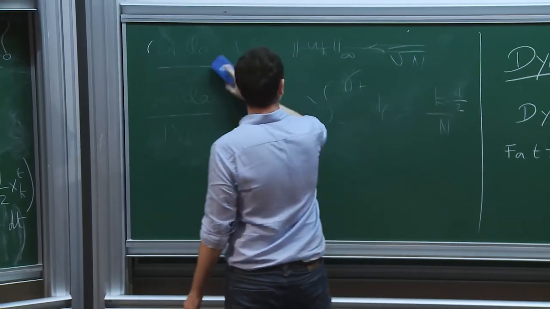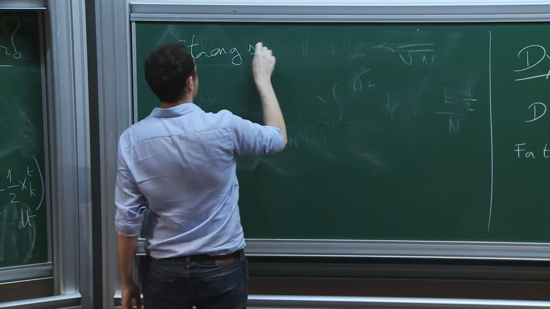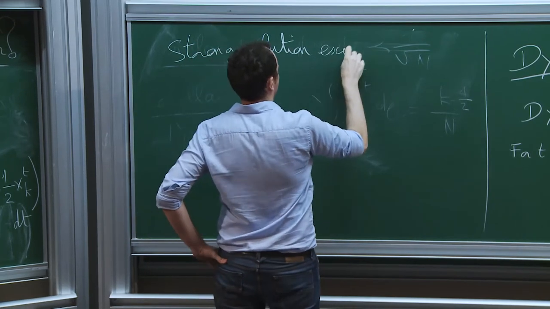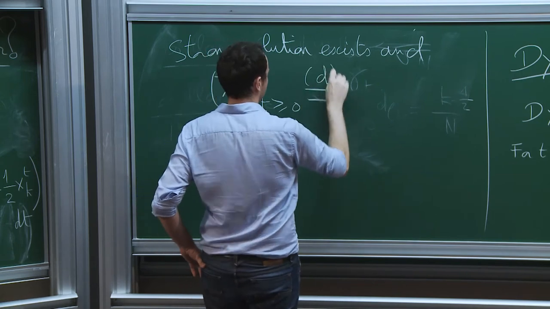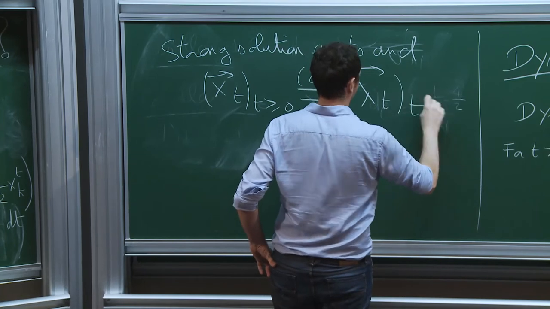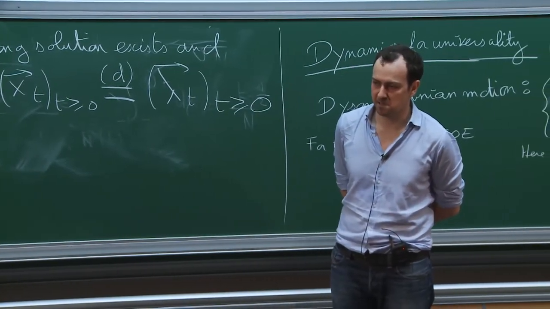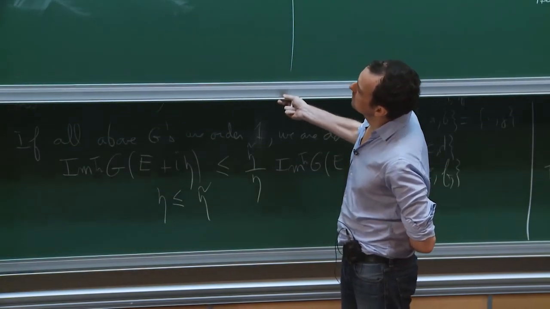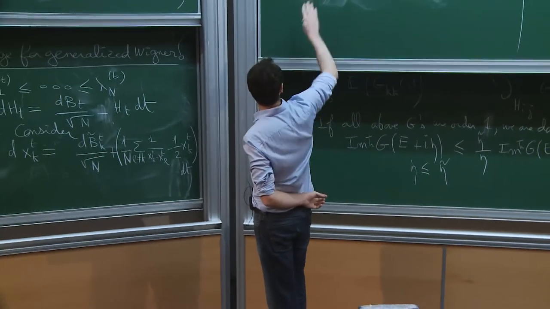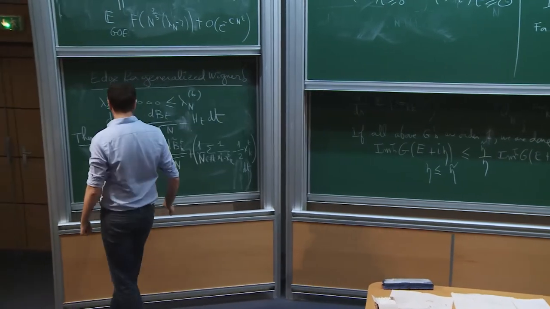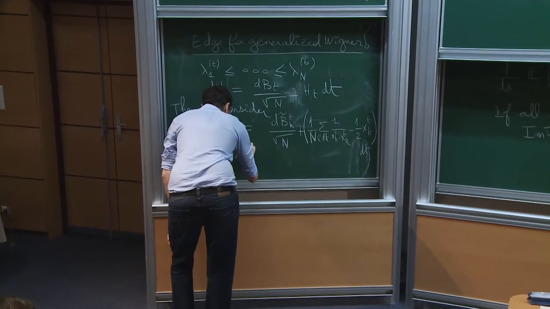There exists a unique strong solution. And x as a vector, as a process, is equal in distribution to lambda as a process. So in other words, when you look at eigenvalues, they satisfy these dynamics. I will be a bit sketchy. To specify the process, you need the initial condition for the x. If I want this equality in law, I need the initial conditions to match. So x zero equals lambda zero. Thank you.